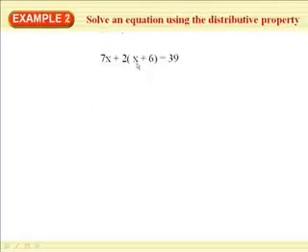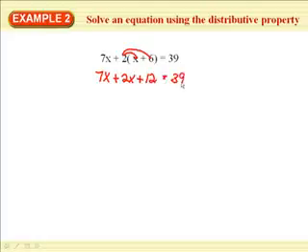Okay, now sometimes these are called multi-step equations. Sometimes one of the first steps is not only to add the like terms, but to get rid of the distributive property. Anytime you see parentheses in your equations where your x is, you need to distribute your number outside and get rid of the parentheses. So we just carry the 7x down. 2 times x is 2x. 2 times 6 is 12. That equals 39. So the first step was to do the distributive property.